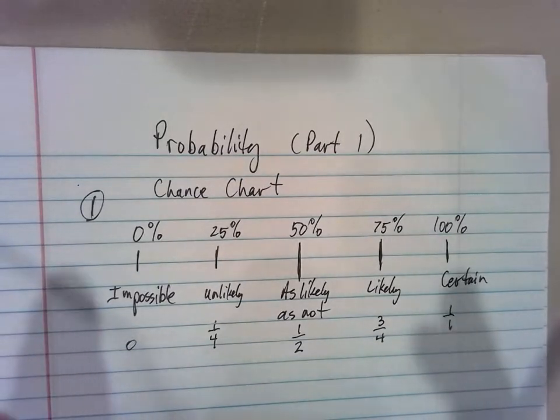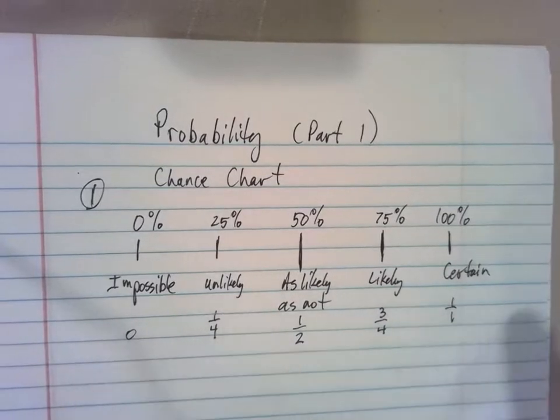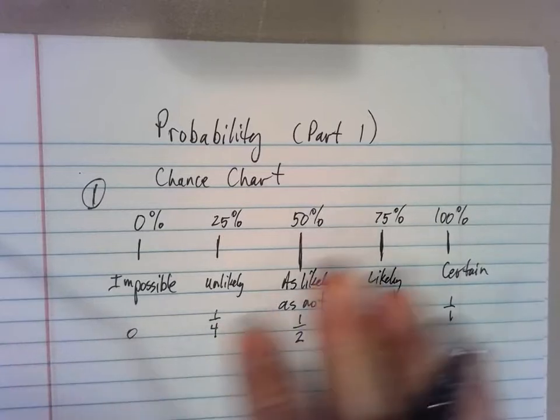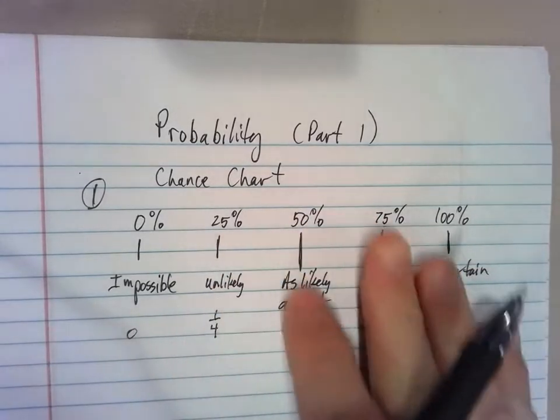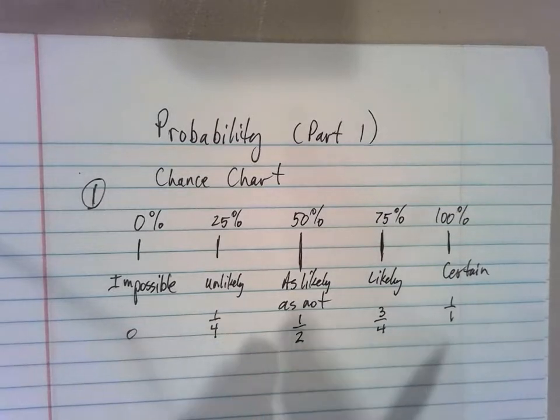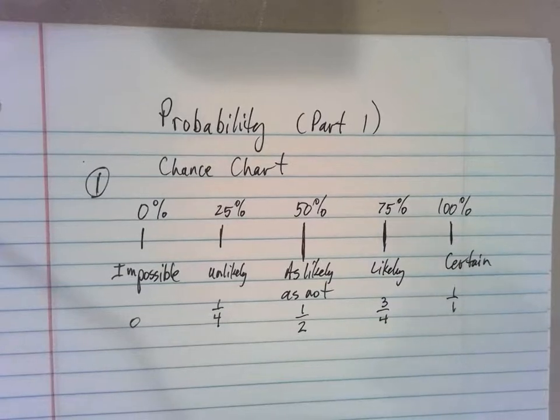Everything in the probability world is going to fall somewhere between 0 and 100% happening. It's either impossible or it's certain. Most of the time, of course, it's more in this vicinity. Sometimes it may be a little closer to one end or the other. And of course, if it's 50-50, as likely as not. So there is the chance chart.